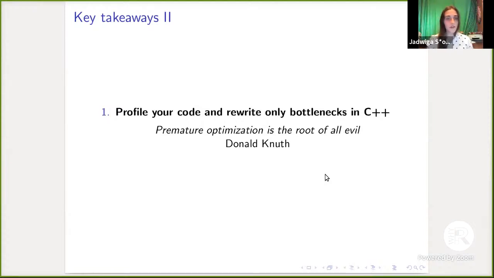Firstly, profile your code and rewrite only bottlenecks in C++. Premature optimization is the root of all evil. Really, we do not have to write all of the code in C++. We have to profile it and find the bottlenecks, because the maintenance of complex C++ code would be too high compared to the achievement in efficiency.